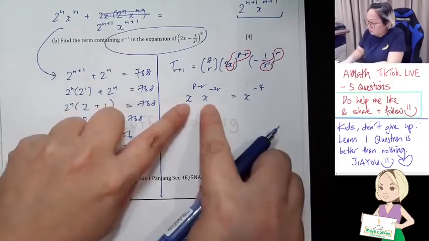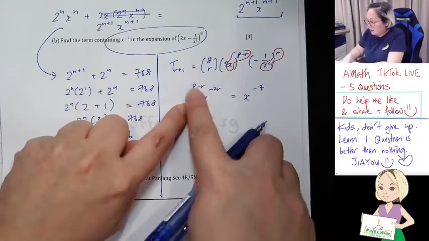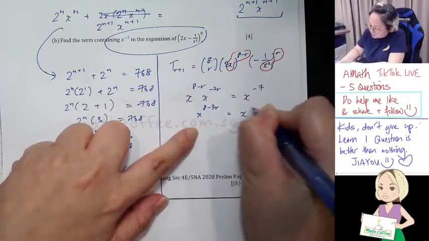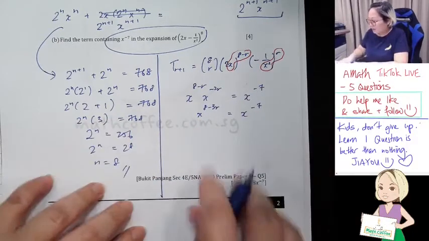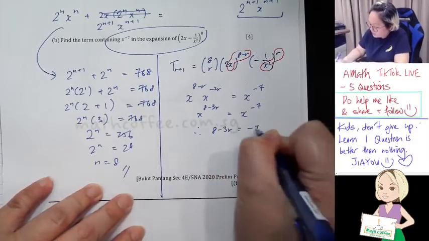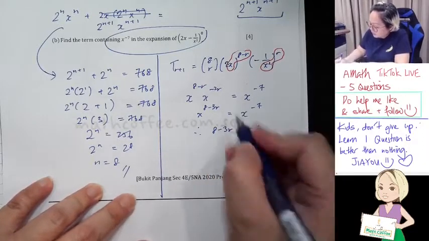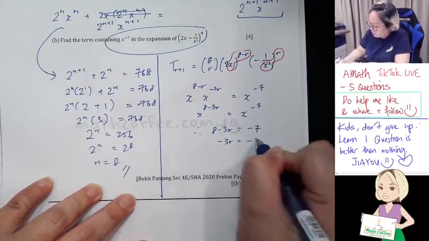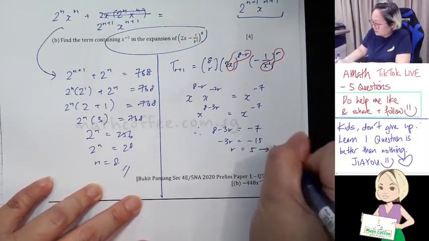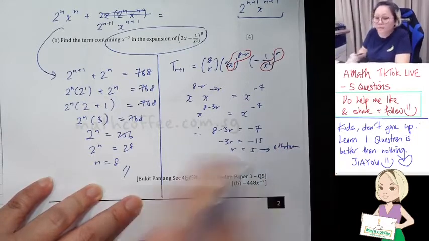Okay, this one same base, I'm going to add the powers, so it will be x^(8 minus 3r) equals x^(minus 7). Take out the x, so you will know that therefore 8 minus 3r equals minus 7. And then minus 3r equals minus 15, r equals 5. So r equals 5, we know that means we want the sixth term.